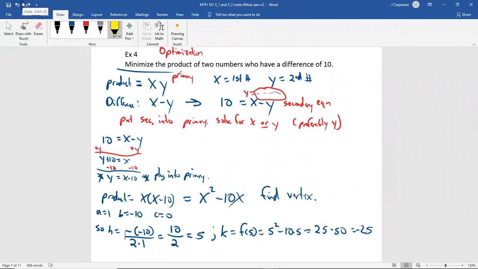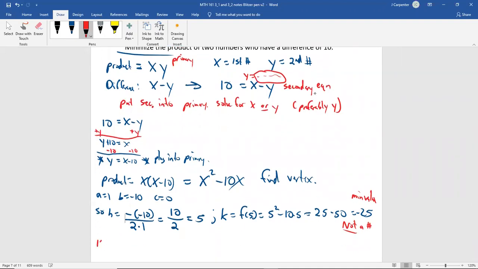This right here is a location of a vertex. This right here is the max or min, in this case, the min. This is the min value, not one of the numbers. See, the numbers were what x and y represent. The h was the x value of that problem. H is x. That's the x value of the minimum. X being the first number here. So the first number is the 5. That was the h, which is the x value from the vertex.